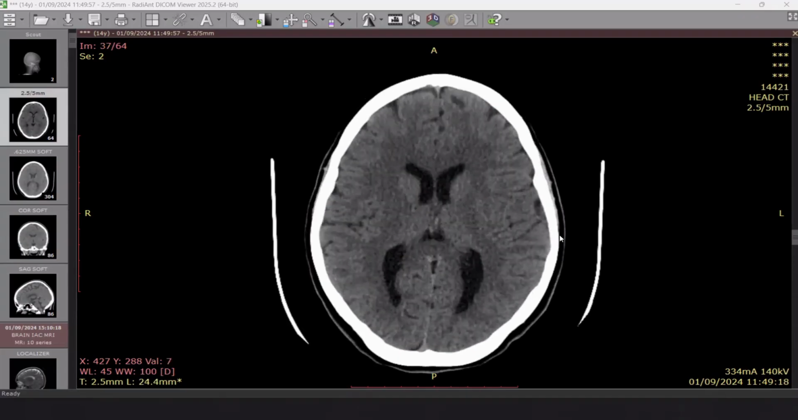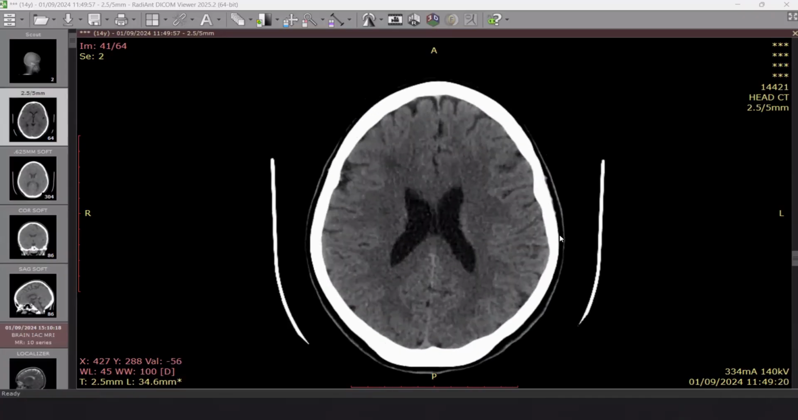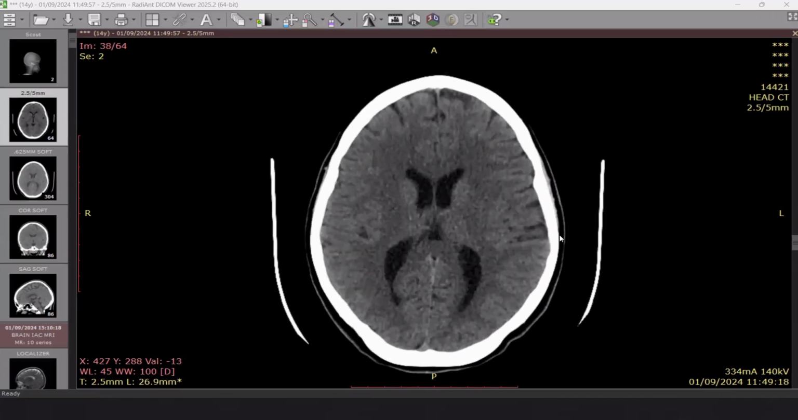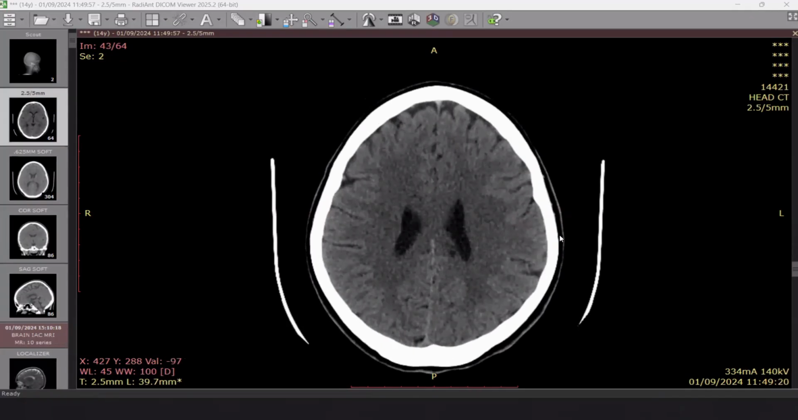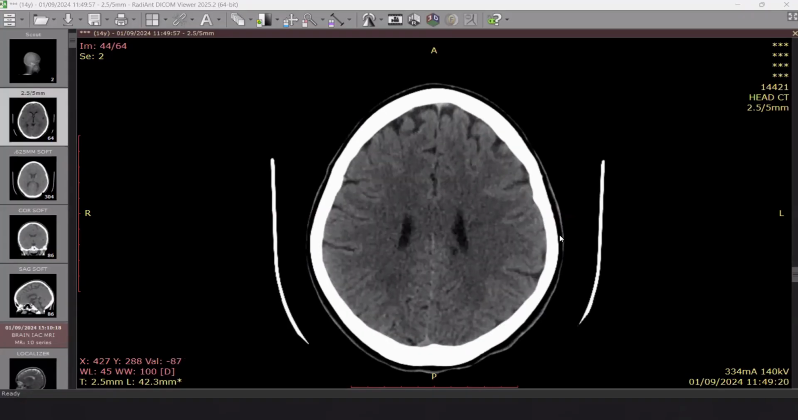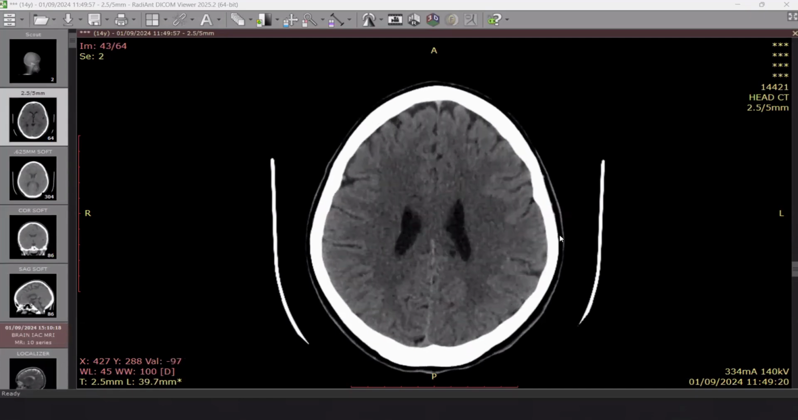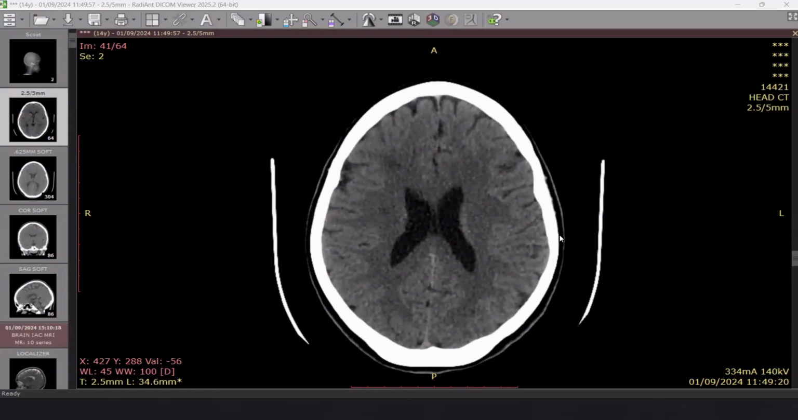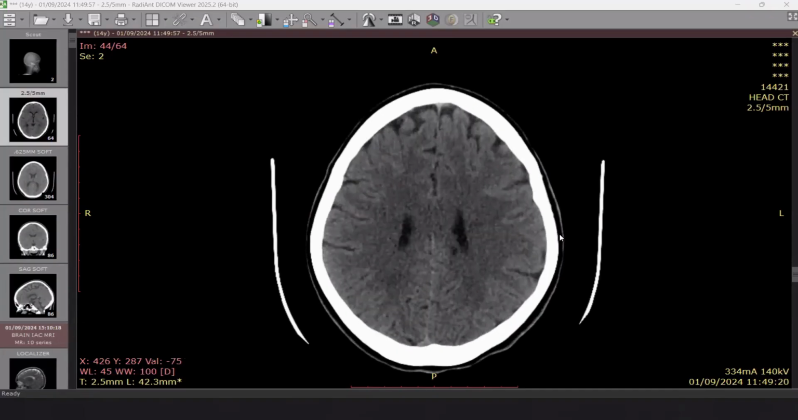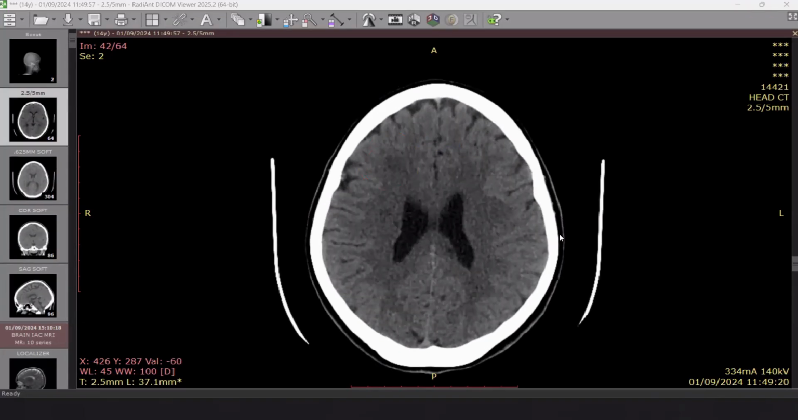Where is this hypodensity? It's in the subcortical white matter, on the right side. Yes, sir. Is this considered an abnormality or not? I don't know.